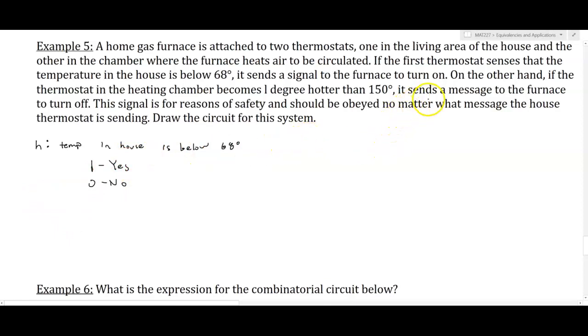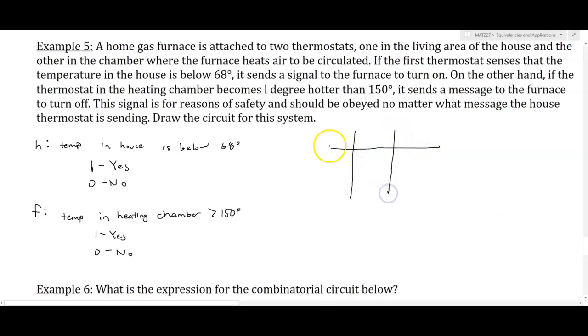Then I have a second signal, and that one's from the thermostat in the furnace, so I'll say F, and that is: the temperature in the heating chamber is greater than 150 degrees. And again, 1 will represent yes, 0 will represent no. So I can build a truth table for this based on the situation being described, and I can figure out how I want to build this.